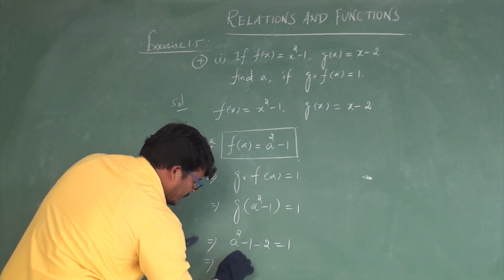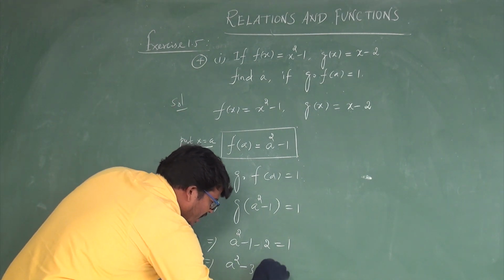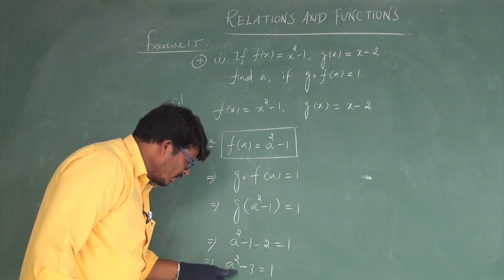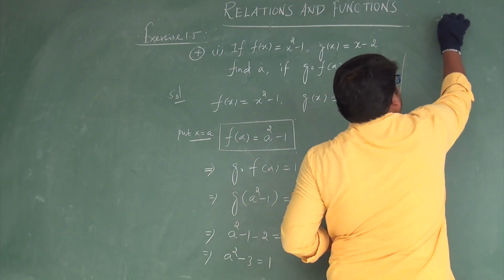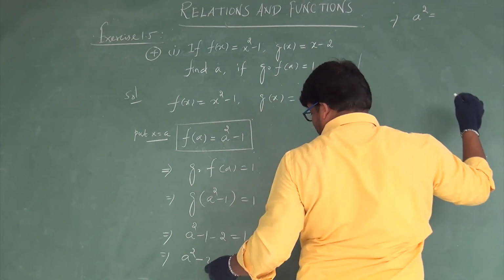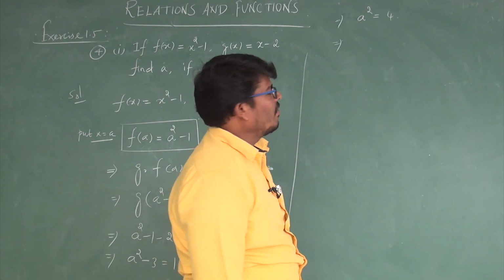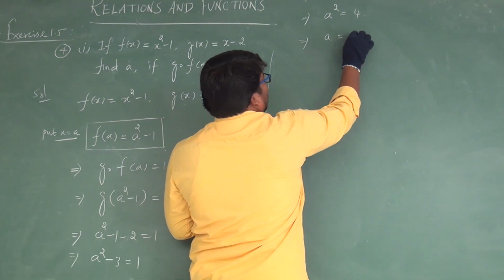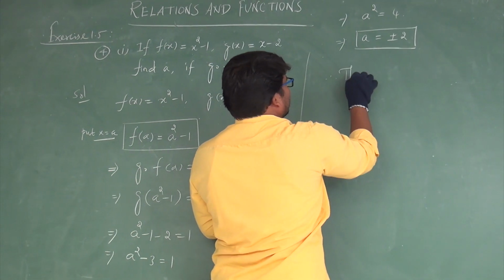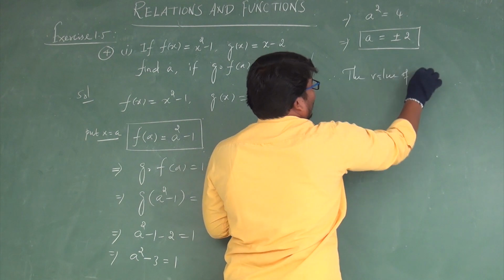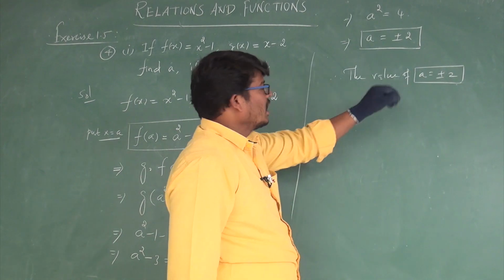Minus 1 minus 2 is minus 3, so a squared minus 3 equals 1. Minus 3 on that side becomes plus 3, which implies a squared equals 3 plus 1, which is 4. So a squared equals 4. Now find the value of a. a equals plus or minus 2. Therefore, the value of a is plus or minus 2.